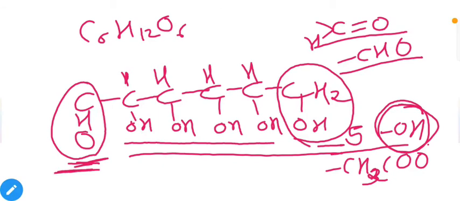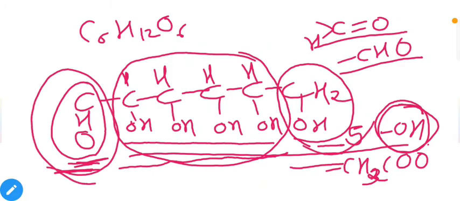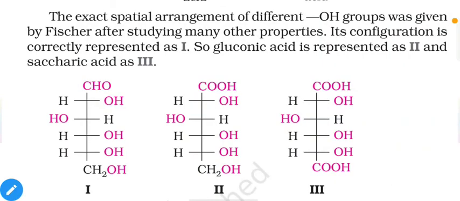It starts with CHO and then we have CHOH, CHOH, CHOH, 4 times, and then at the last we have the primary alcoholic group CH2OH. So in the center we have 4 secondary alcoholic groups, and 1 aldehydic group and 1 primary alcoholic group. The exact spatial arrangement of the different OH groups was given by Fischer after studying many other properties. Its configuration is correctly represented as first. So the first structure represents the configuration of glucose in space.